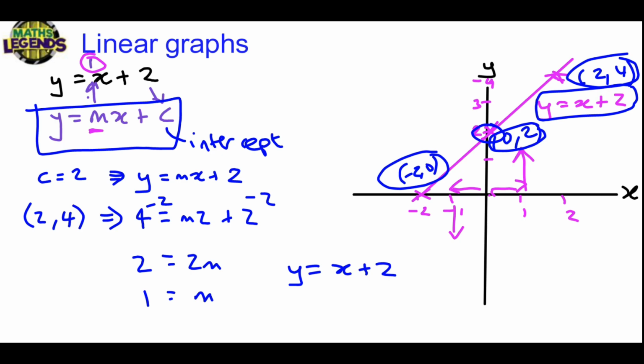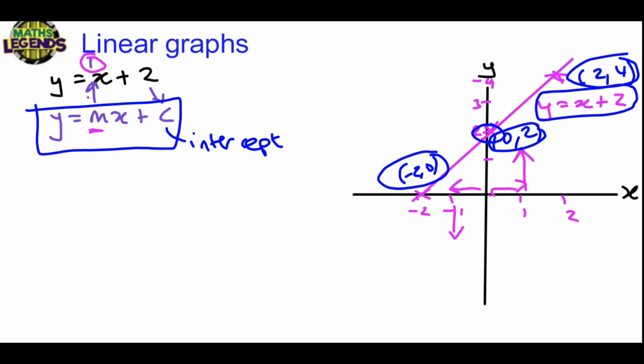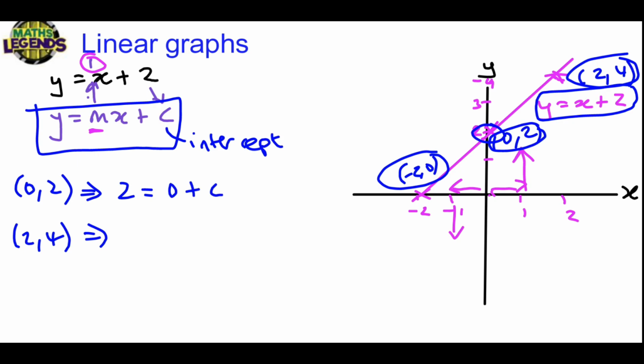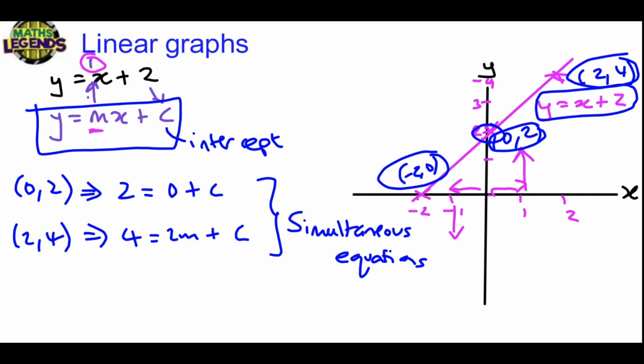Now, this is one approach. Another approach is take 2 of the coordinates. So for example, we can use 0, 2, and we can take 2, 4, plug it into the equation. So we have 2 equals 0m, which is just 0, plus c, and we have 4 equals 2m plus c. So now we have 2 equations and 2 unknowns, so we can solve using simultaneous equations. Note, you don't need to know simultaneous equations to solve. You can use what we did previously. However, this is another approach.